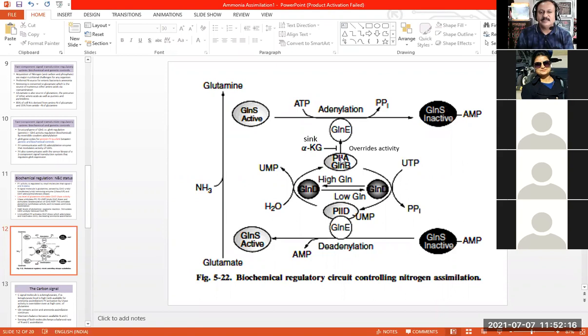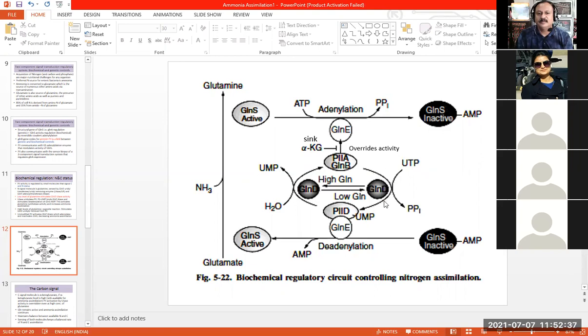Just a minute, let me interrupt in between. You said that in high concentration of glutamine. Did you want to say low concentration? Low concentration, yes. Okay, so that is a correction we are making. Go ahead. The GLNE protein carries out the deadenylation of glutamine synthase, which is in inactive form.